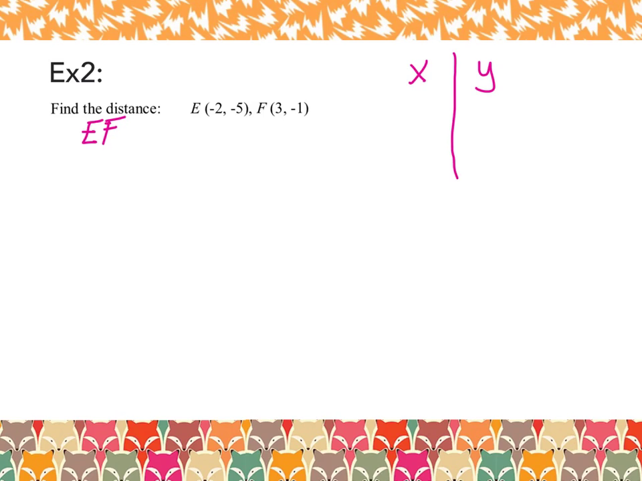algebra. For point E, and it honestly doesn't matter what order you put these in, E we said is (-2, -5), and F is (3, -1). Remember, when we're looking at an ordered pair, it goes X, then Y. So we're just putting these points in a table. The reason we're doing this is it's going to make it easy for us to look at the change in X and the change in Y.